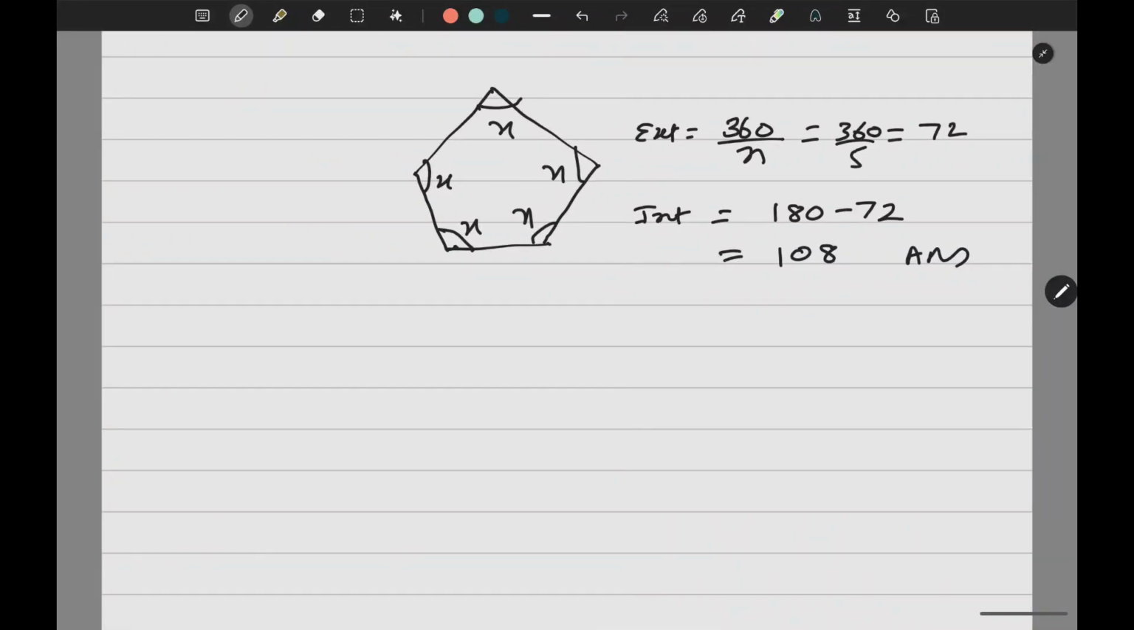Now look at this question, a very important question. Since all the angles are equal, it is a regular polygon. If it is a regular polygon, exterior angle is 360 upon n. So it will be 72. And interior angle is 180 minus 72, that is 108.